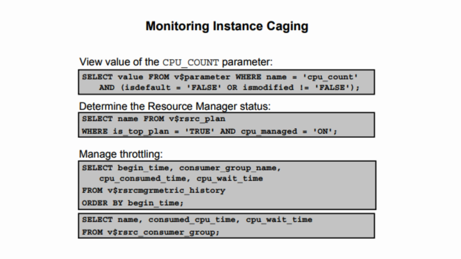You can monitor the amount of throttling in two ways. The V$RSRCMGRMETRIC_HISTORY view shows the amount of CPU consumption, CPU_consumed_time, and throttling, CPU_wait_time, for each minute in the past hour. Values are displayed in milliseconds. The V$RSRC_CONSUMER_GROUP view shows the amount of CPU consumption, CPU_consumed_time, and throttling, CPU_wait_time, since CPU resource management was enabled. The time is displayed in milliseconds.